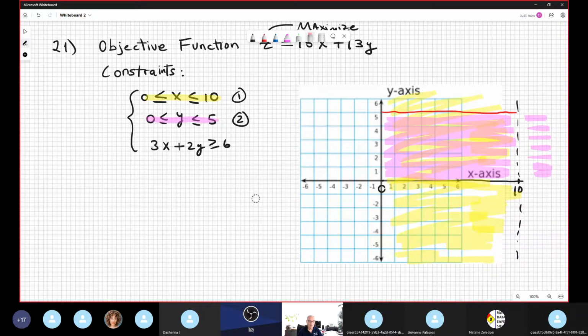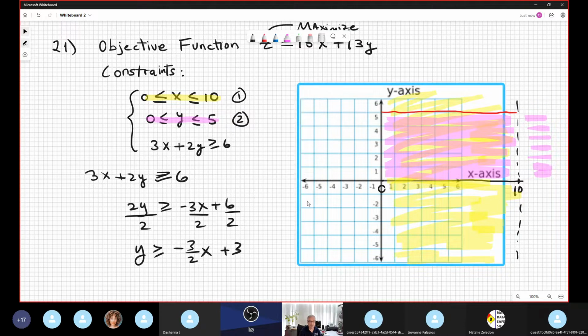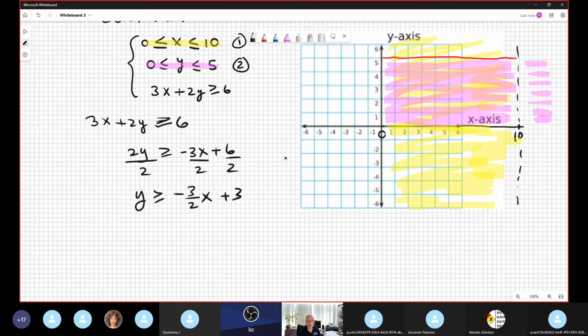Look, you isolate the y. 3x plus 2y greater than or equal to 6. Okay, I copy like that. I solve for y. 2y is greater than or equal to minus 3x plus 6. Divided by 2. Y is greater than or equal to minus 3 over 2 x plus 3. Now I convert to equation. When you convert to equation, y is equal to negative 3 halves x plus 3.